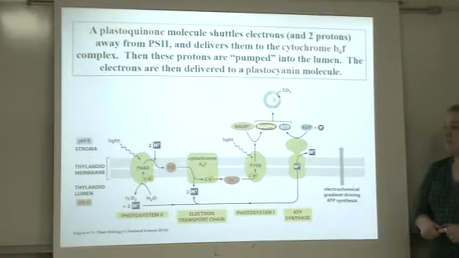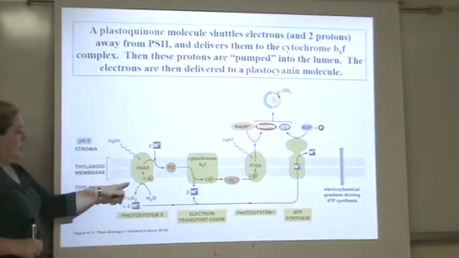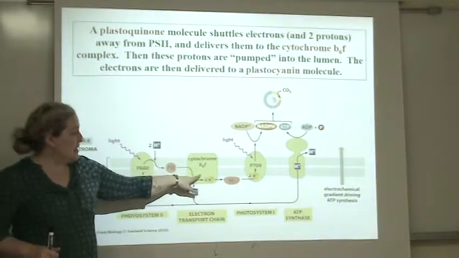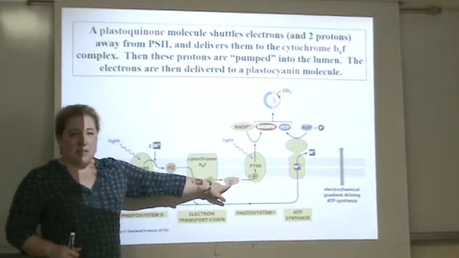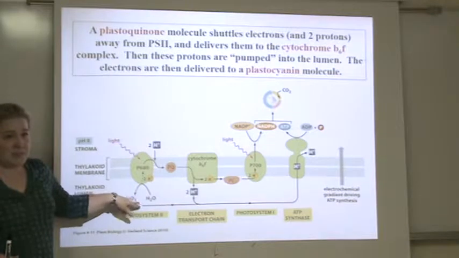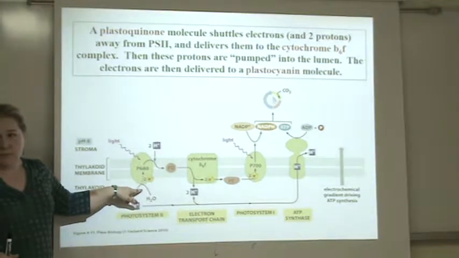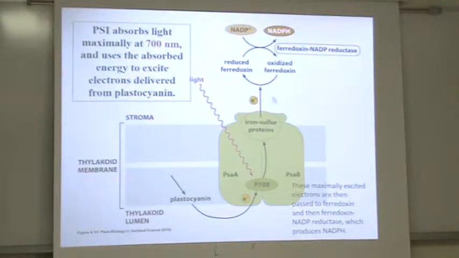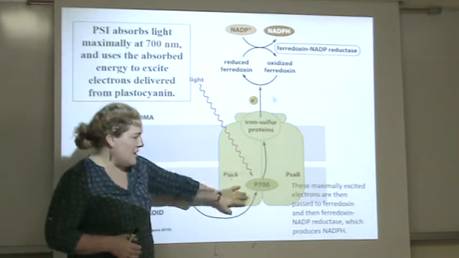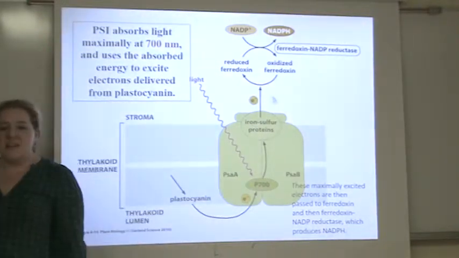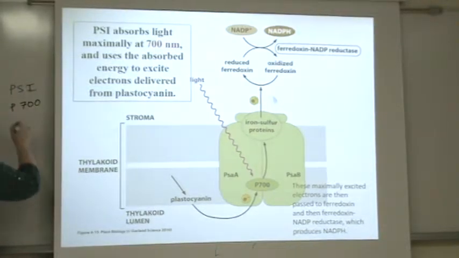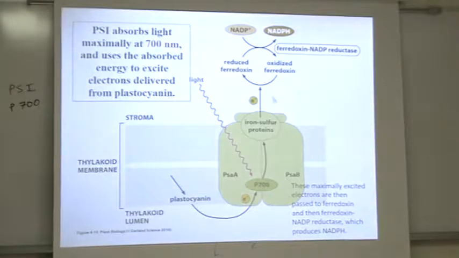So let's look at where electrons have gone so far. Electrons have been excited by light, passed to plastoquinone, passed to cytochrome B6F, passed on to plastocyanin. And the ones that left here are replaced by electrons that come off of water. Water is for replacement electrons. So now they're on plastocyanin, and plastocyanin is going to deliver electrons to photosystem 1. Photosystem 1 operates generally the same way as photosystem 2, but it has a slightly different wavelength preference. It absorbs best at 700. So you can call it PS1, you can call it P700. Either one is okay with me.